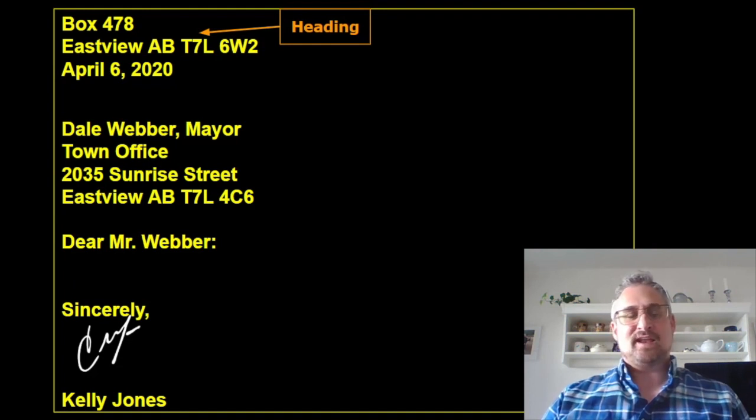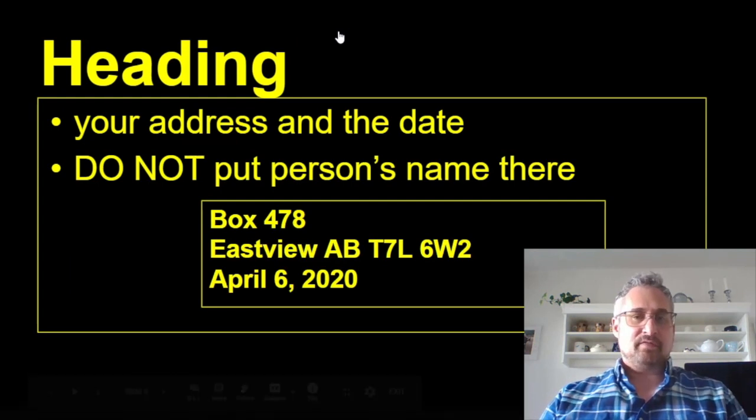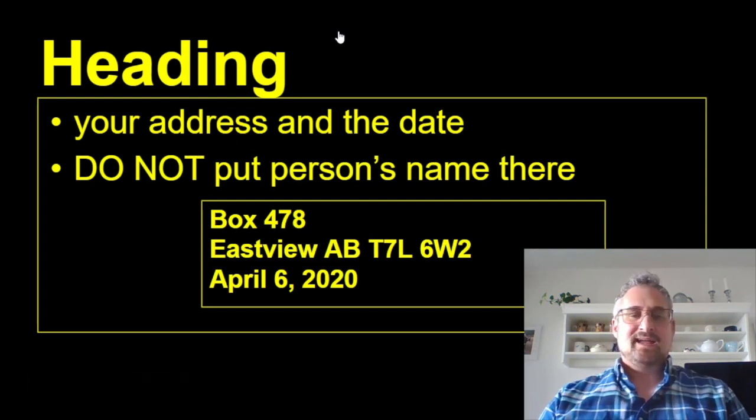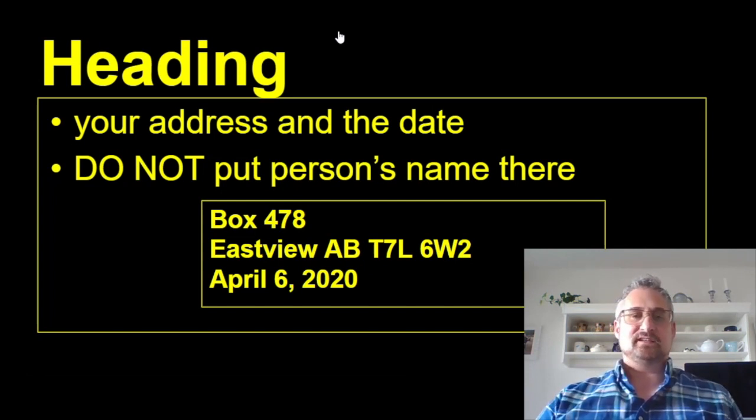And then underneath that is the date. No lines or no spaces or carriage returns or enters between the address and that date. The heading is your address, and the date is the date you're writing the letter. And it's really super important that you don't put your name up there. The person writing the letter, in this case, Kelly Jones.